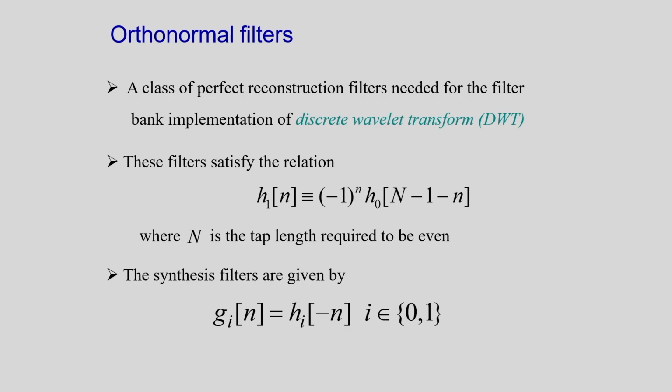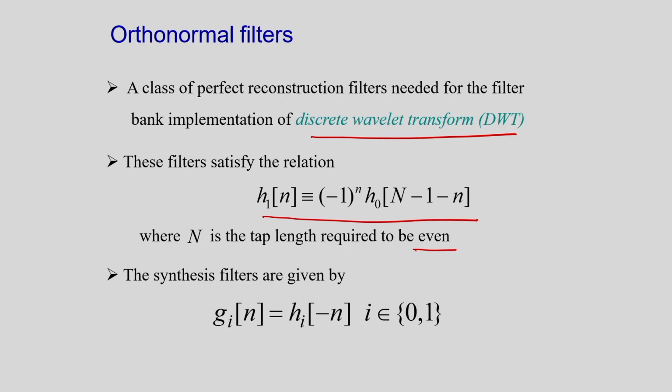And we are considering a class of perfect reconstruction filters needed for the filter bank implementation. So I have to consider filter banks because I have to decompose the signal for discrete wavelet transformation. For discrete wavelet transformation we need the filter banks, the low pass filter and the high pass filters. So in this case these filters satisfy this condition: H1n is equal to minus 1 to the power n H0 of minus 1 minus n, where n is the tap length required to be even. So it should be even.